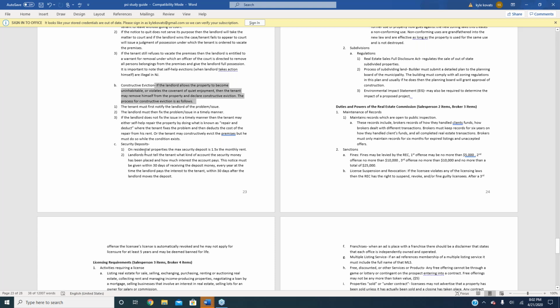Next here, security deposit. So they're mainly going to ask about residential. Typically they're going to ask you, what is the maximum that could be charged for a residential security deposit? And the answer is a month and a half rent. So again, for residential security, the max they could charge you is a month and a half rent.